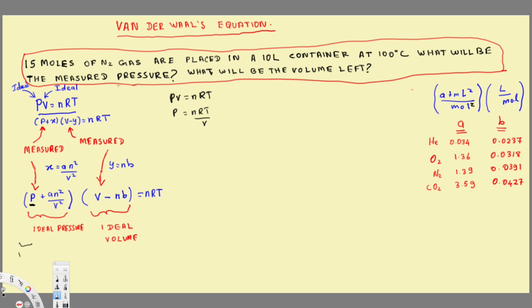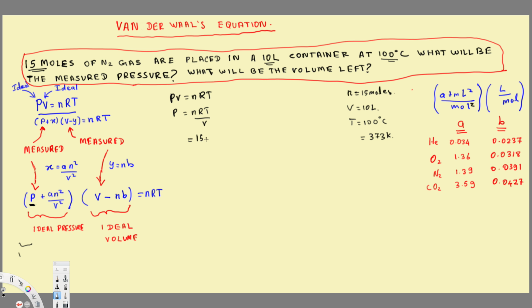Let's substitute. Maybe I list this on the side, so it will be clear. So n is equal to 15 moles, and then volume is equal to 10 liters, and we have the temperature as 100 degrees Celsius, but we have to convert this into Kelvin. So this is going to be 100 degrees Celsius plus 273, that's going to be 373 Kelvin. Now we have everything. We can directly substitute these values to find the pressure.